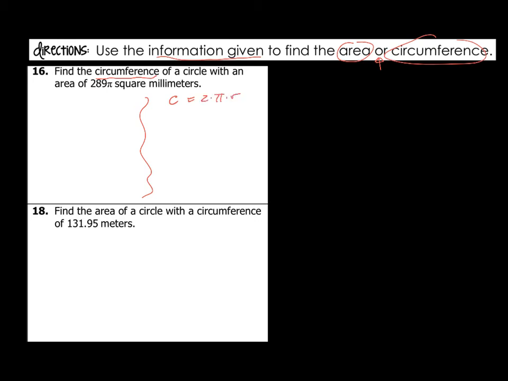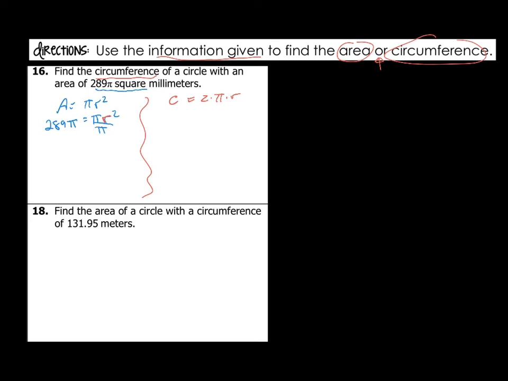Okay. And we're going to find the circumference of a circle with an area of 289 pi square millimeters. Okay, so they gave me area, and area is equal to pi r squared. So I start with a given formula and work my way through, see what happens. So 289 pi square millimeters equals pi times radius squared. And what do I want? I want the radius.